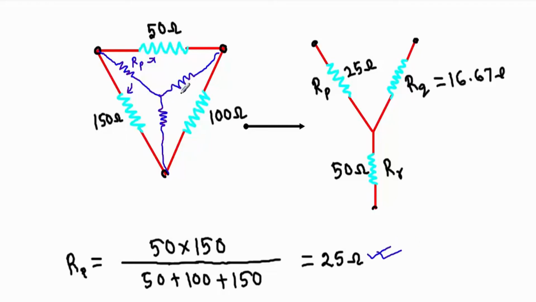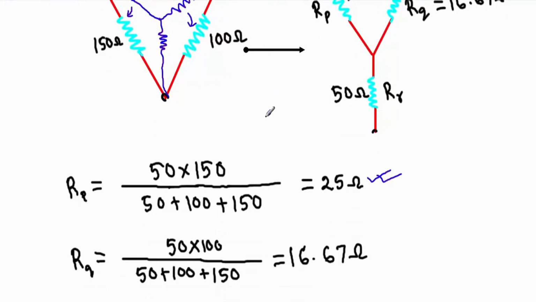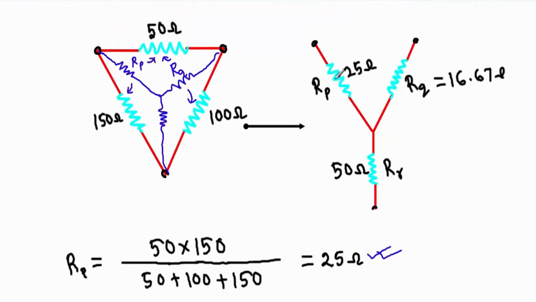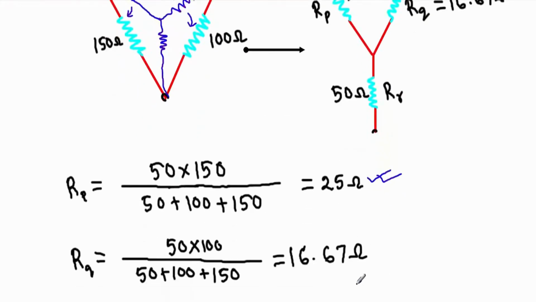After that, I will calculate the resistance of this arm. Let's say that resistance is Rq. If you look at the two adjacent resistors, you will see that this is 50 ohm and this is 100 ohm. So Rq will be equal to 50 into 100, divided by the sum of these three resistances, which will be equal to 16.67 ohm.